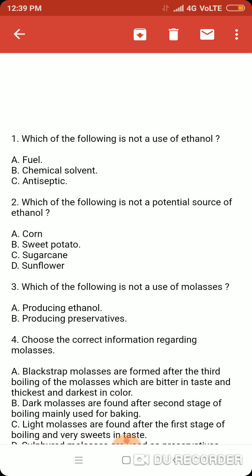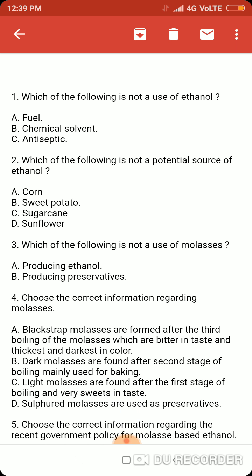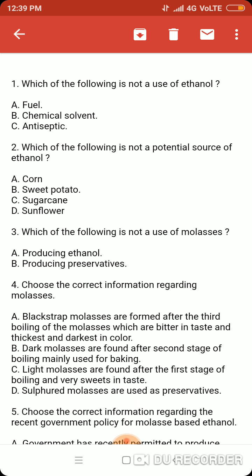As I always say, my questions are not only exclusively dealt with prelims, they are equally helpful for mains. Most of the questions today deal with the government's recent mandate for ethanol policy, meaning the government's recent initiative for producing ethanol from sugarcane and sugarcane molasses. So let's see question number 1.